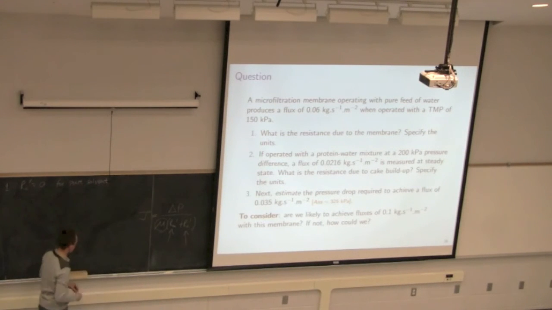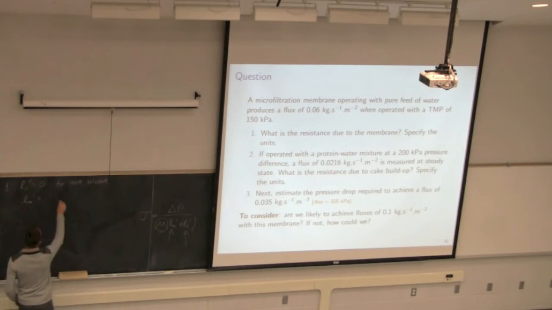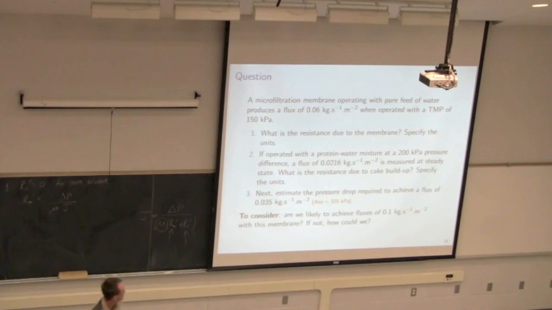Okay, so I'll start using some terminology we'll be seeing next. So solvent is the liquid phase. So for pure feed of water, pure solvent, RC dash is zero. Solve for RM dash, which is then equal to delta P over mu times J. And we have all those terms. We have the pressure, delta P.